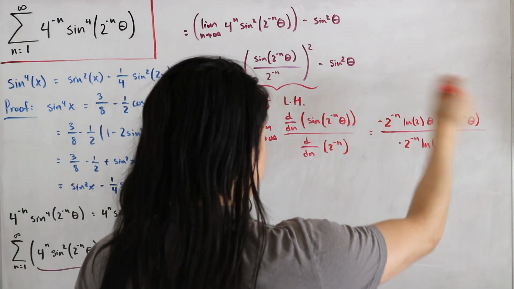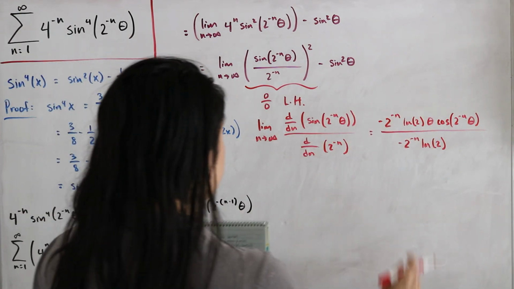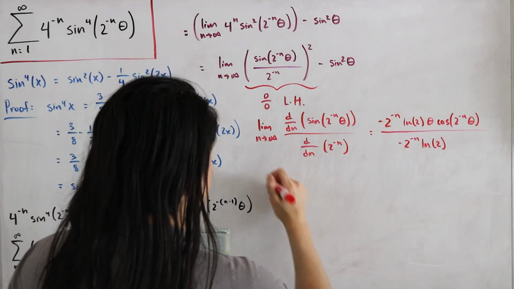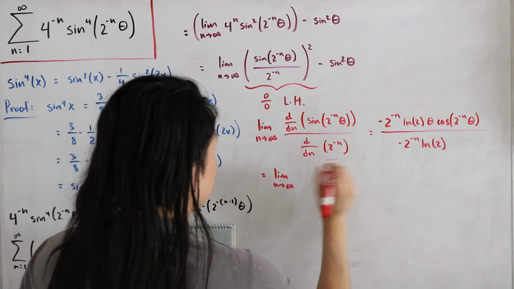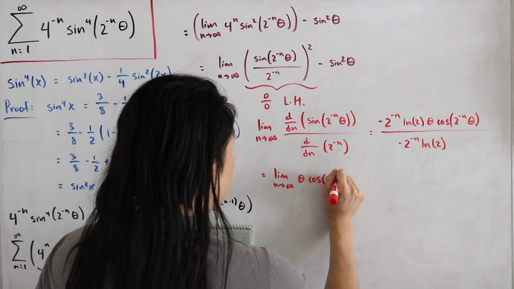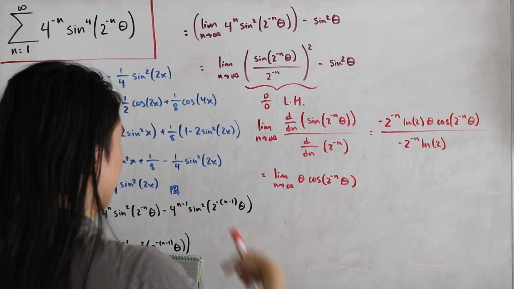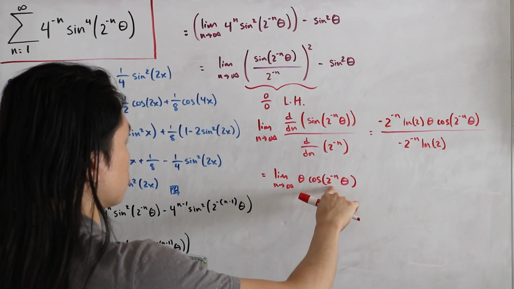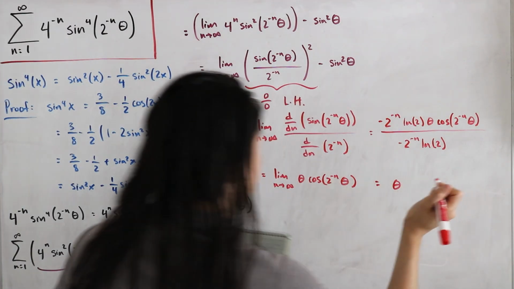So that means we have to take the limit as it approaches infinity. I forgot to write the limit again, but that's totally fine. You're going to notice that this is just going to cancel out. So I can write in this line the limit as n approaches infinity of theta times cosine of 2 to the negative n theta. Of course, theta is just a constant, so it can go outside. But if you take that, 2 to the negative infinity is just going to be 0. So therefore, this is just going to be simply theta.